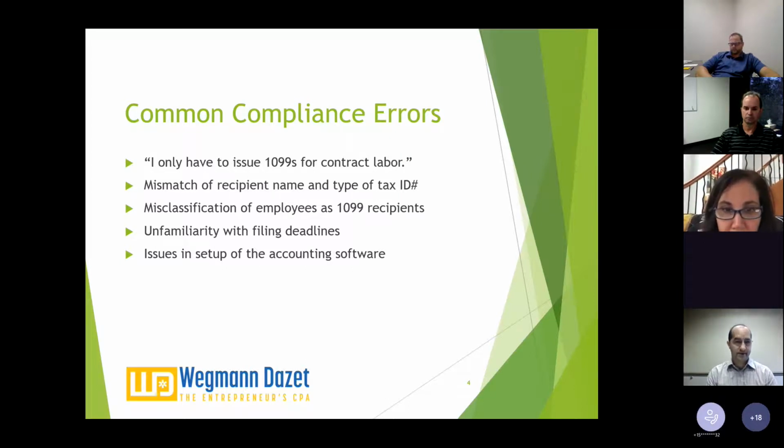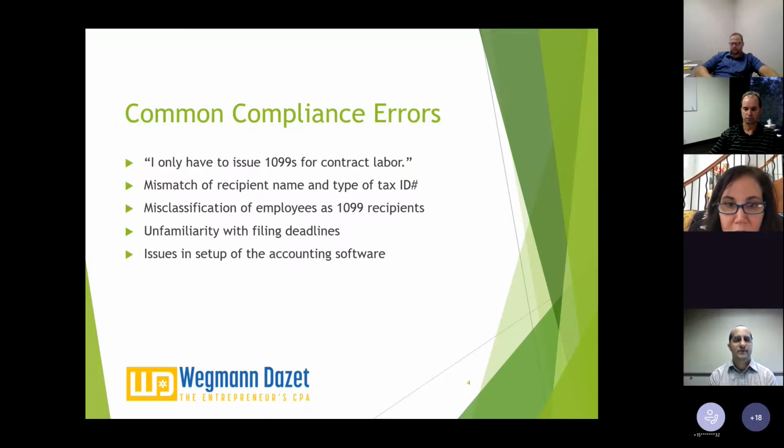So what I mean by that is, if you're paying a company for services that require a 1099, then the tax ID number that should be listed on that 1099 should be the recipient's tax ID number, their TIN number as a business. So that's going to be formatted differently than a Social Security number.